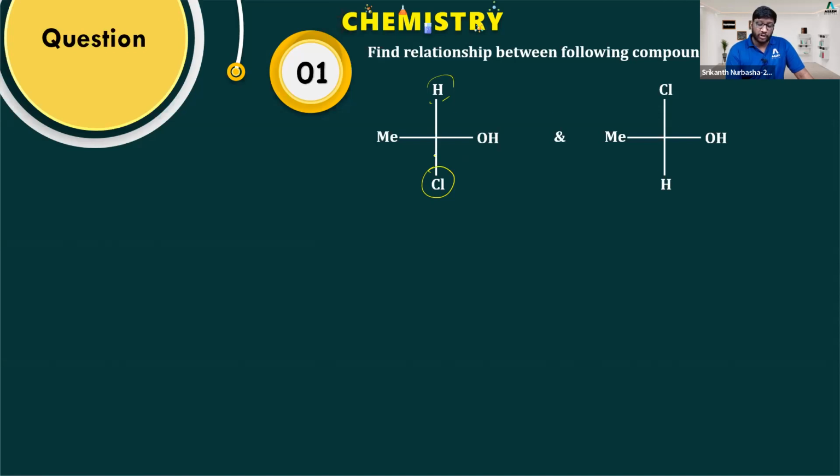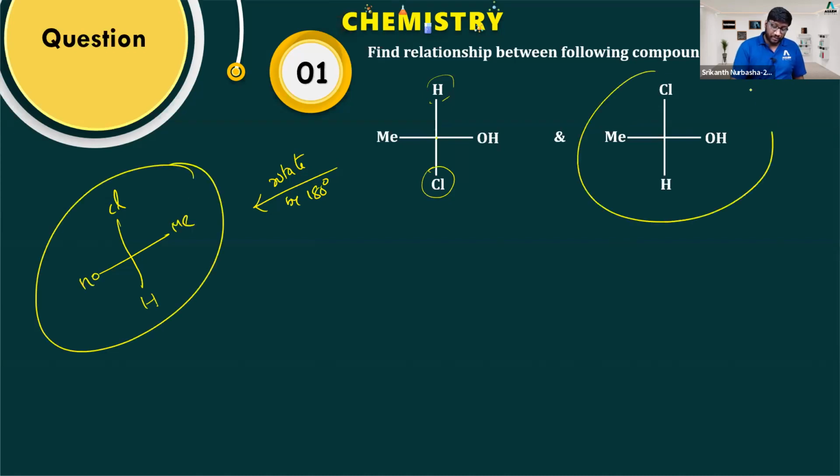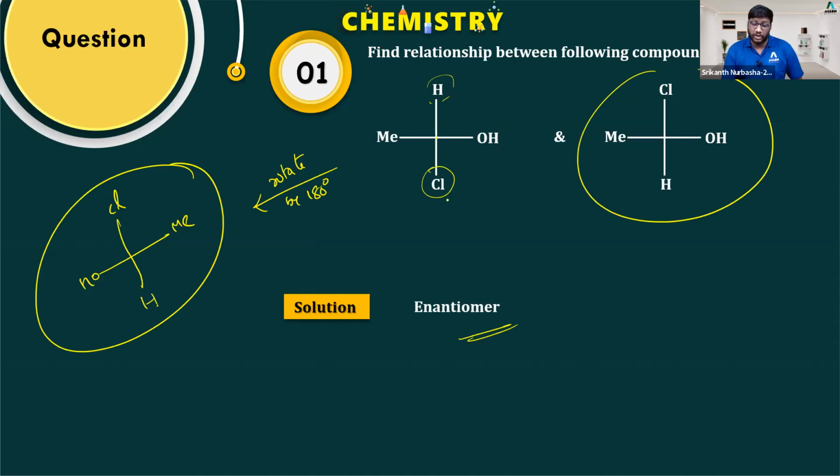So can I just reverse this molecule? Can I rotate this molecule by 180 degrees? If I rotate by 180 degrees, I'll be getting this scenario. Chlorine will be above, hydrogen will be down, OH will be here, methyl will be here. Now compare what these are. Chlorine above, hydrogen below. If I keep mirror images, these two are mirror images. Enantiomers. Non-superimposable mirror images are said to be enantiomers. Got it or not?